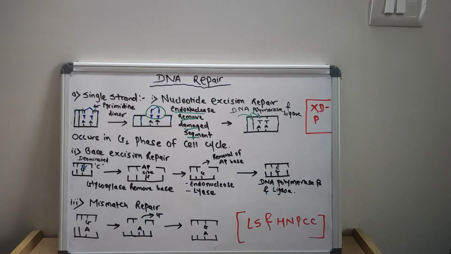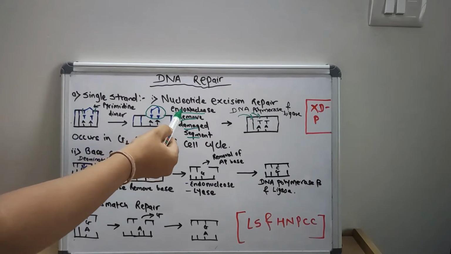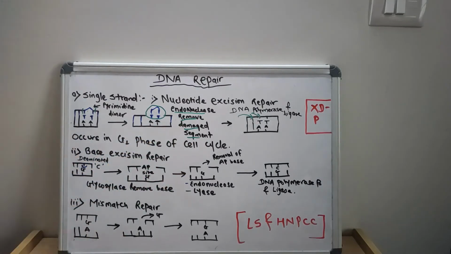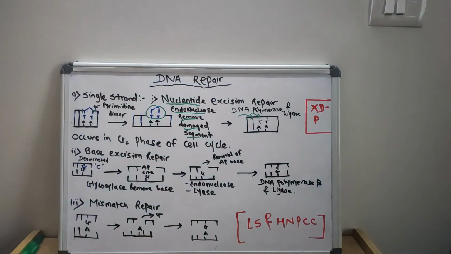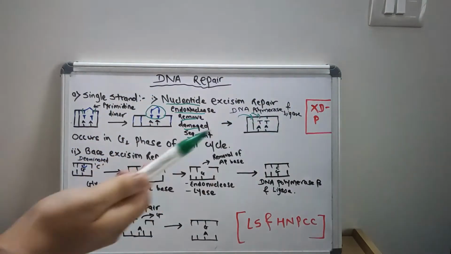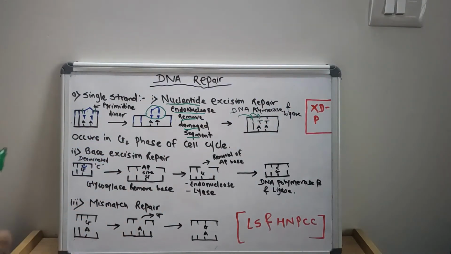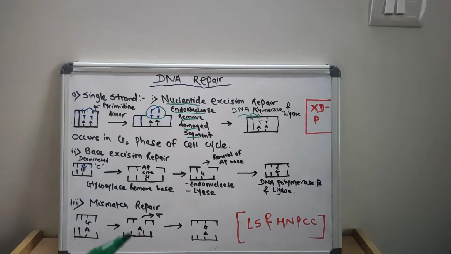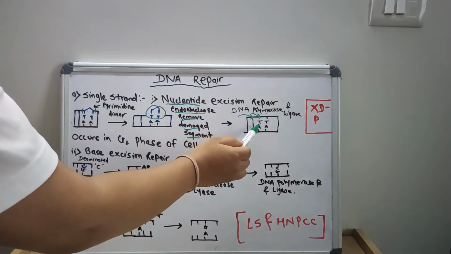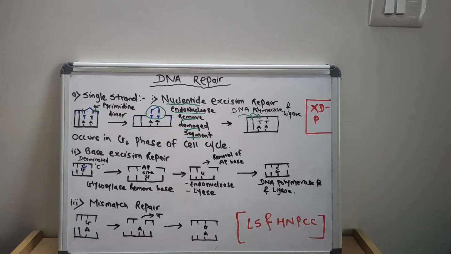So in the nucleotide excision, what happens? There could be formation of a purine or pyrimidine dimer. Here the pyrimidine dimer is cleared by the specific endonuclease that removes the damaged segment. That means the nucleotide as a whole is released: the base, the sugar, and the backbone, all three are released by the endonucleases. Then there is the formation of a gap, and that gap is filled by the DNA polymerase and the DNA ligase.